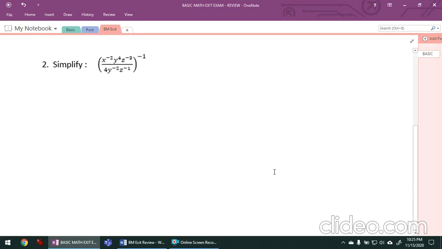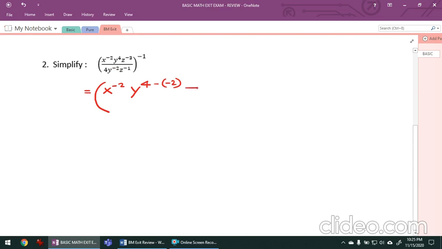Now question number 2 is simplify. So we have a big expression here. We will write equal to x power minus 2. You can see that down we don't have any x, only x power minus 2 on top. Now we have y power 4 up and y power minus 2 down. So y power 4 minus 2. See, number over here 4 minus 2.